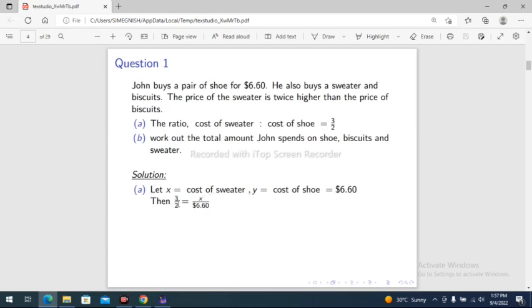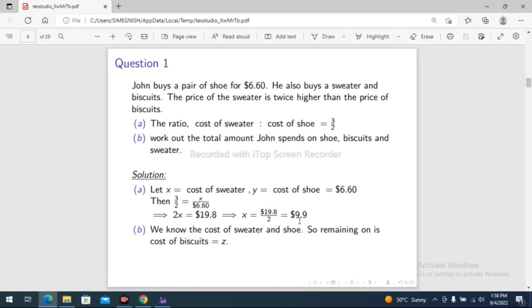Or you just cross multiply, so x times 2 gives 2x equals 3 times 6.60, which is 19.8. Then to find x, you just divide both sides by 2, and you get $9.90, which is the cost of the sweater.